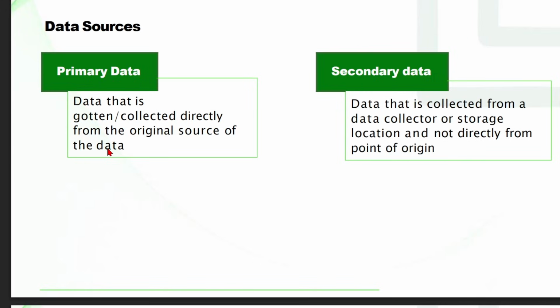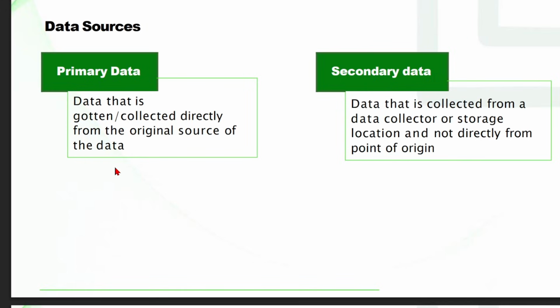Then we'll go to the next option. Now, how can we get data? So data can be gotten from various sources. But we have primary source. So data that is collected directly from the original source of the data is a primary source. Like now, I give you a questionnaire to fill for me. I collected that data at first hand. It is primary data.